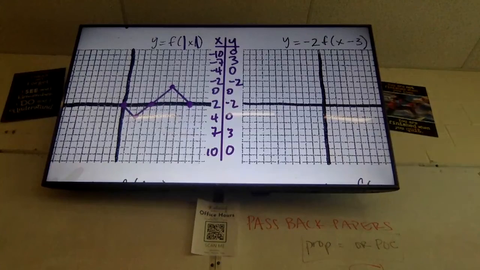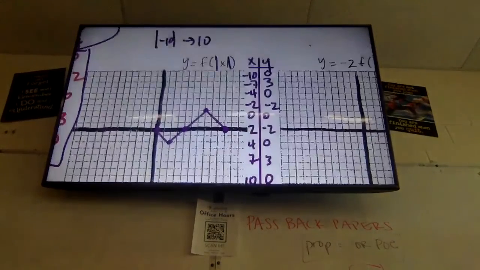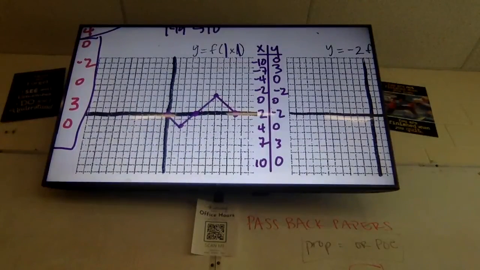Okay. Now, I know that the absolute value says no negative x's, but it's like the same thing as if I plug these negative x's in, it gives me out a positive x. So I'm going to graph my (-2, -2), my (-4, 0), my (-7, 3), and my (-10, 0). See how they're mirror images of each other.